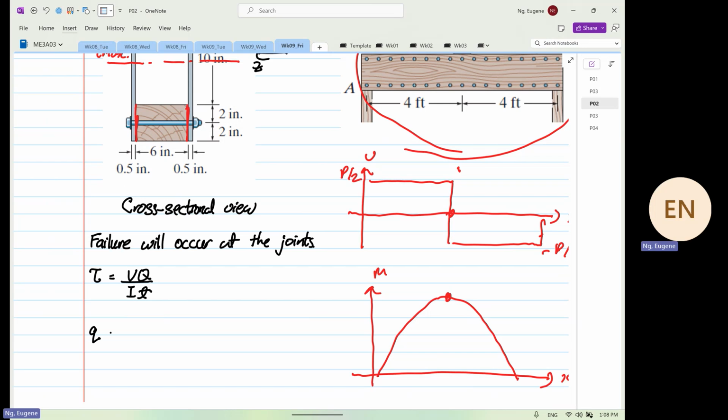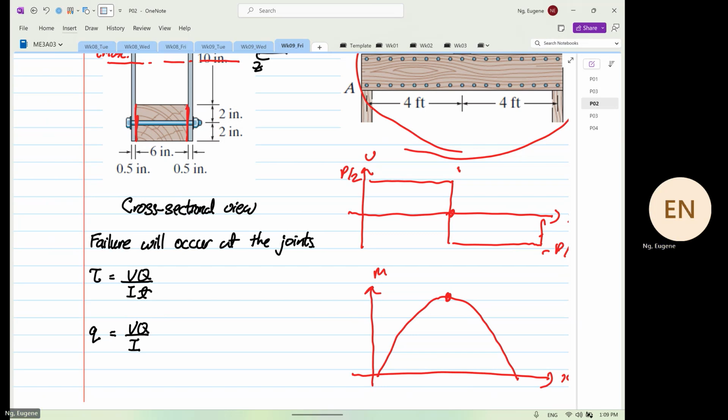So this is equal to VQ over I. Did the formula change? No, it's the same. All the 7 rules still must apply. Are we clear? You still have to design the shear flow, the web controls the shear flow, still the same.